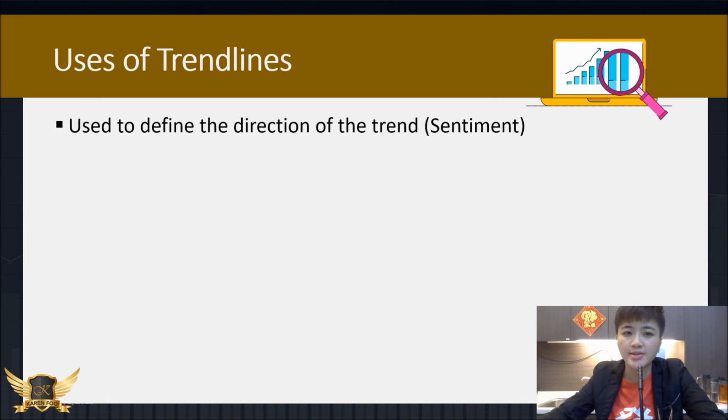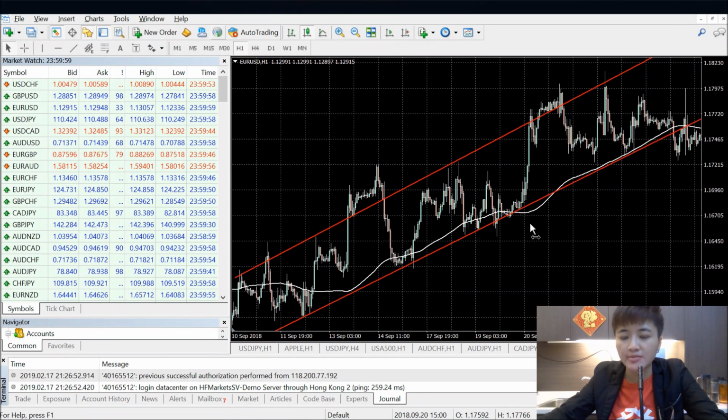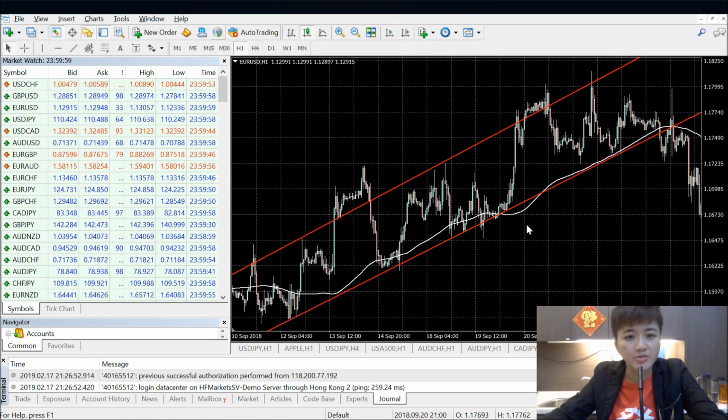So some of the uses of trend lines that you need to know. The first one is that it helps you determine the direction of the trend. So the direction of the trend tells you the sentiment of the market. In a way, it doesn't tell you directly, but it gives you an idea. So you see the trend line sloping upwards. It tells you that traders are expecting that the euro is going to fare better than the dollar, meaning the base currency is going to fare better than the counter currency, or they expect that the dollar is going to perform worse as compared to the euro.